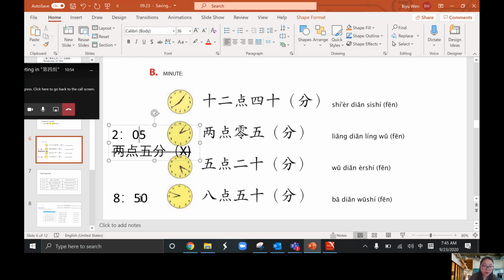2点0五分. However, if the 0 is the last digit, you don't need to say 0. Instead, you should count it as 50, right? So you should say 50, okay? So you don't say 8点5分, that's incorrect.